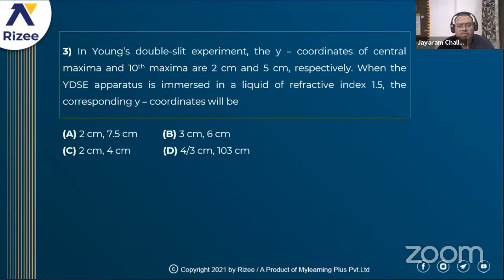Next, coming to a question in wave optics. In a YDSE experiment, Young's double slit experiment, the y coordinates of the central maximum and the 10th maximum are 2 centimeters and 5 centimeters respectively.